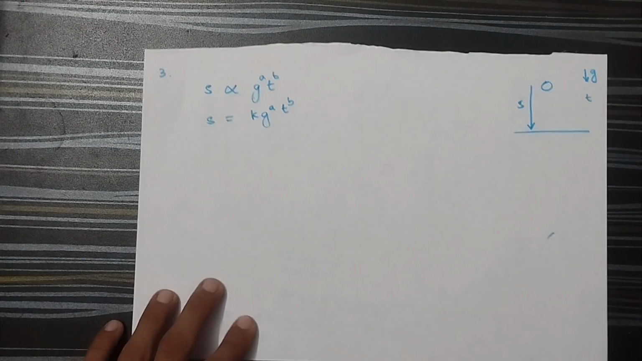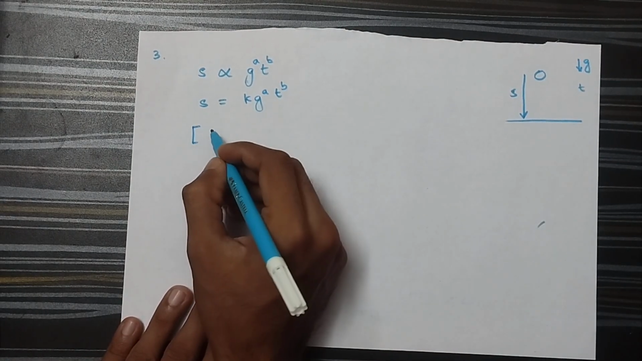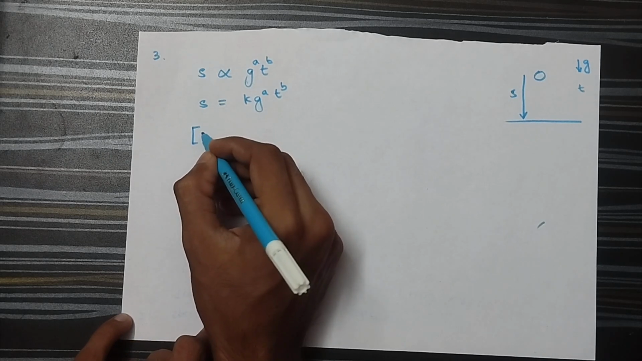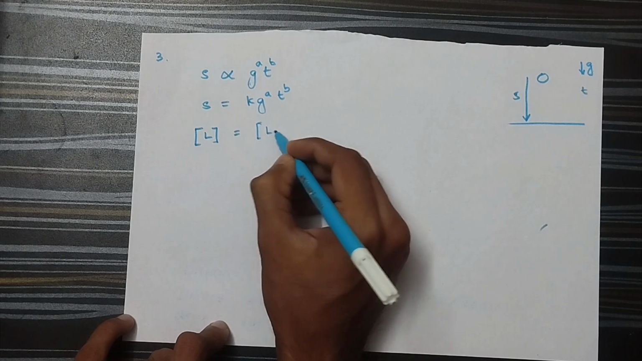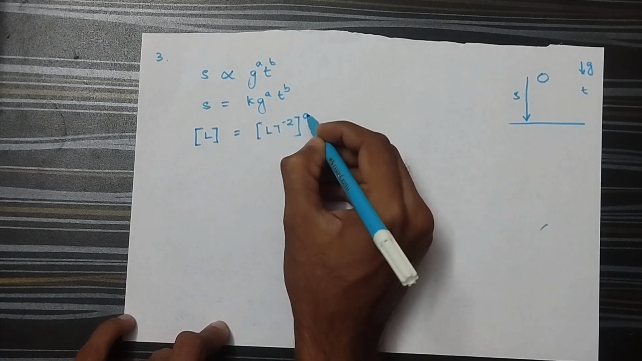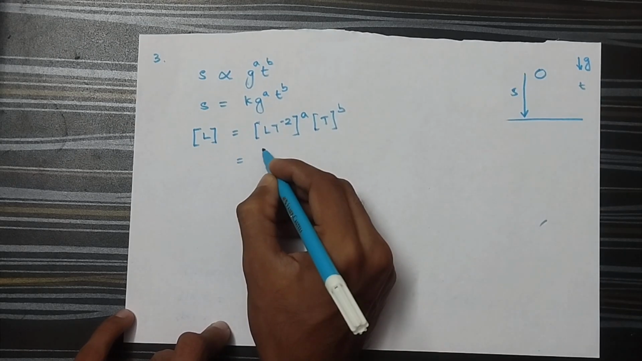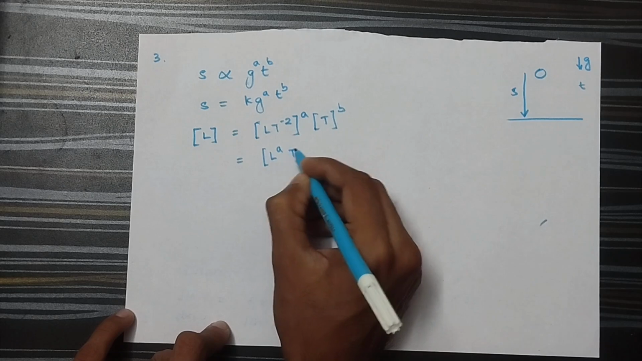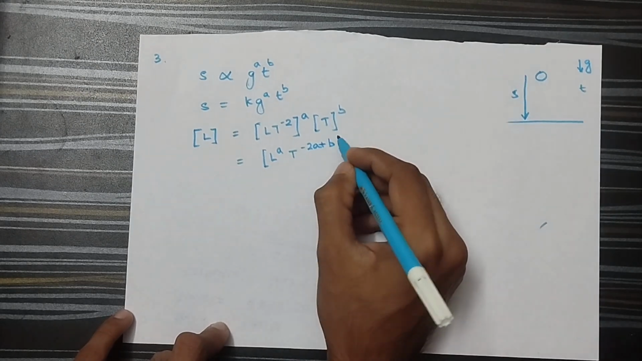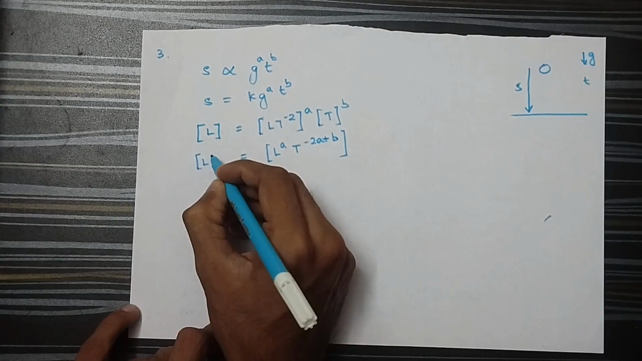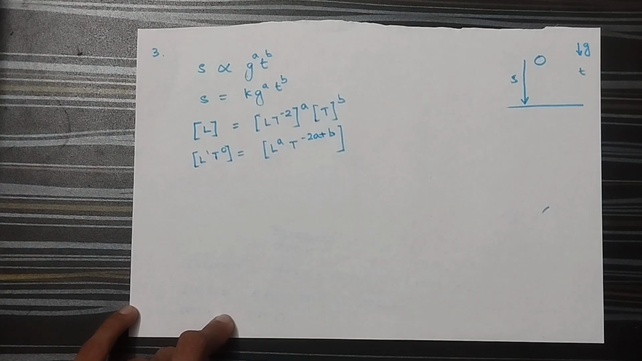We know k is just a proportionality constant, and when we write this in terms of dimensions, we don't have to write k because it's a dimensionless constant. So s is length L, g is acceleration due to gravity, so acceleration is L T raised to minus 2, raised to a, time is T raised to b. If we solve this, L raised to a, T raised to minus 2a plus b. And on this side we don't have a T, so we introduce a T here by giving it 0 dimensions, so L T raised to 0.